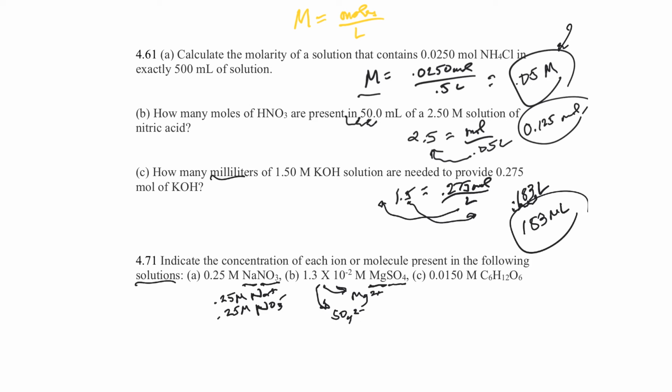All right, so this one, it doesn't break apart. Okay, so that means it's the concentration of each ion or molecule. Since it doesn't break apart, it stays together. That means I don't break apart into anything. It's 0.015 molar. Okay, if it doesn't break apart and I have that much concentration, then I have that much concentration.